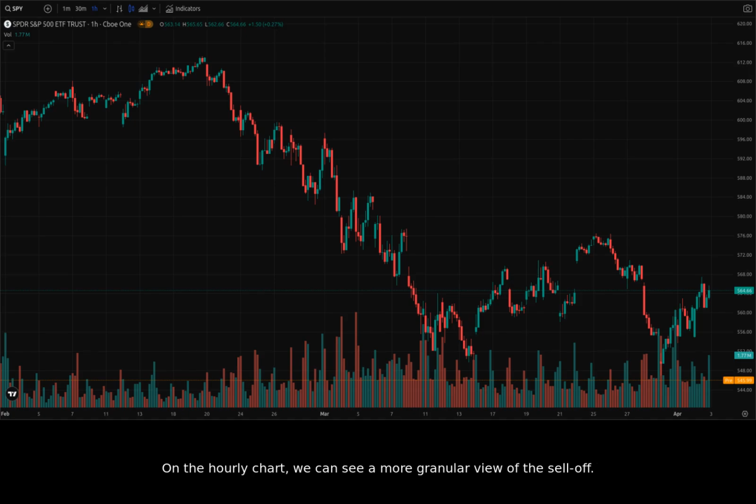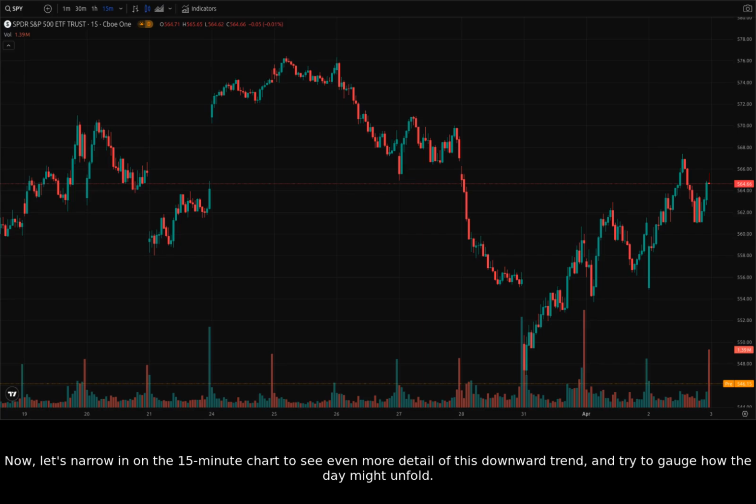On the hourly chart, we can see a more granular view of the sell-off. The hourly candles show a clear downward trend that has been accelerating since the tariff announcement. Now, let's narrow in on the 15-minute chart to see even more detail of this downward trend and try to gauge how the day might unfold.